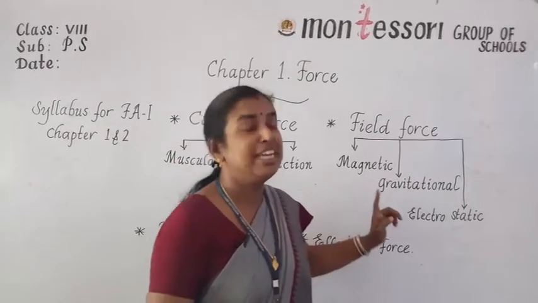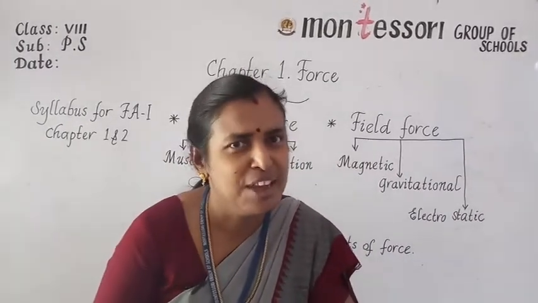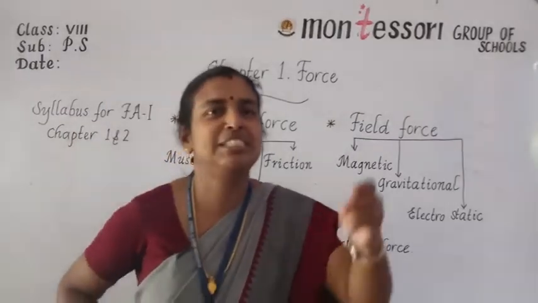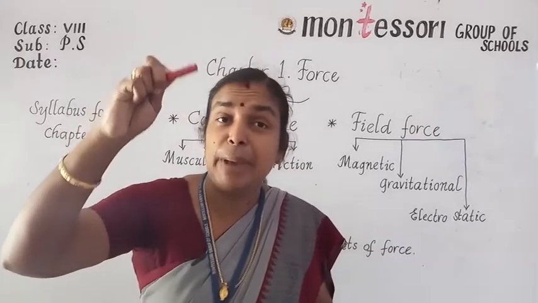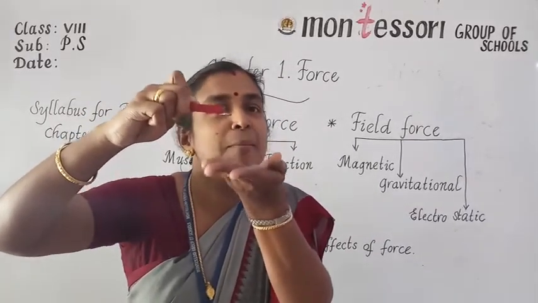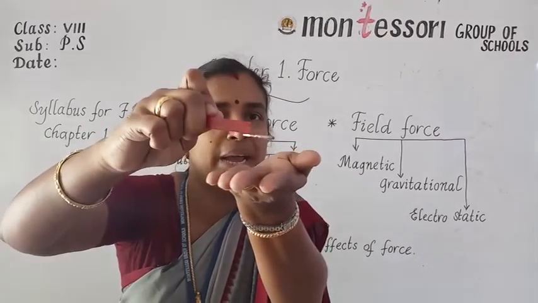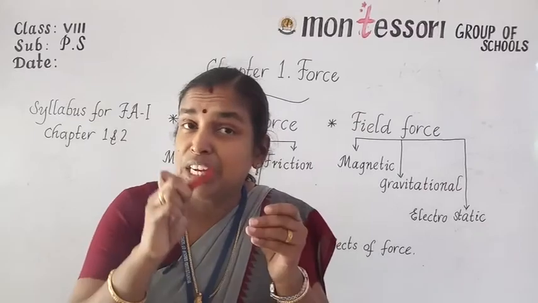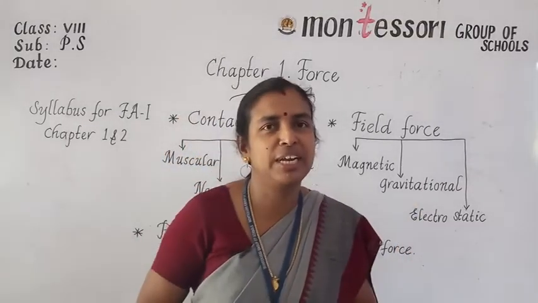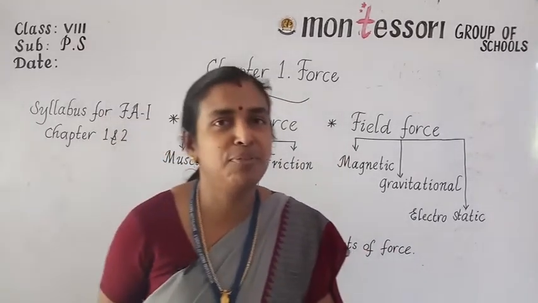Magnetic force, gravitational force and electrostatic force. What is magnetic force? Here I have a magnet. A magnet will pull objects. There is no physical contact, but you observe clearly the object will move towards the magnet. So, the magnet will apply a force on the iron object without any physical contact. So, magnetic force is a field force.